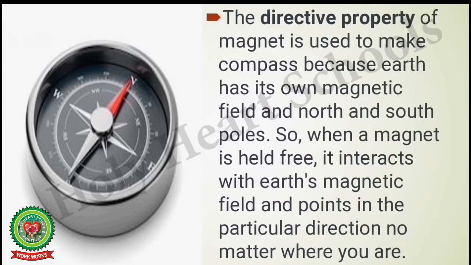Students, this property that we have just discussed is used for making compass. The directive property of magnet is used to make compass because Earth itself behaves like a magnet. Earth has its own magnetic field and north and south poles. So when a magnet is held free, it interacts with Earth's magnetic field and points in the particular direction no matter where you are. This topic is not given in your book. You must note it down.